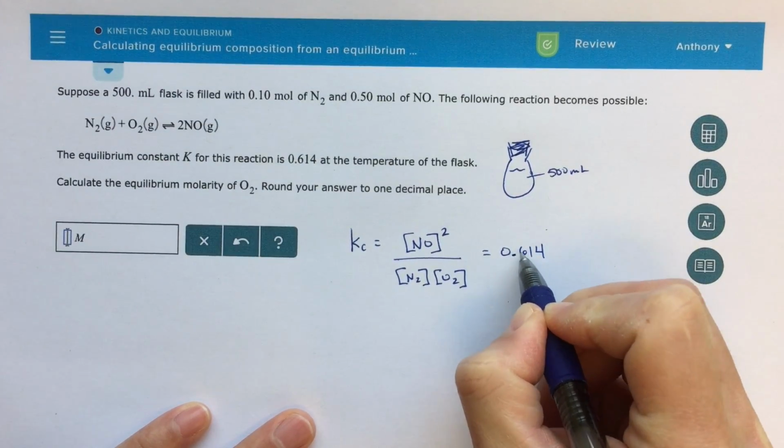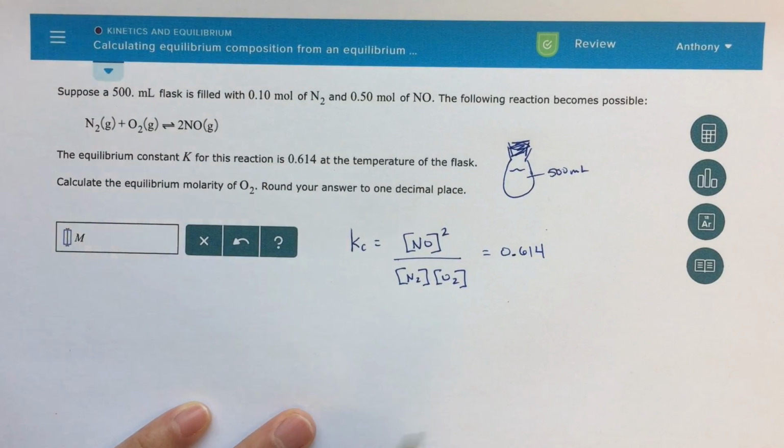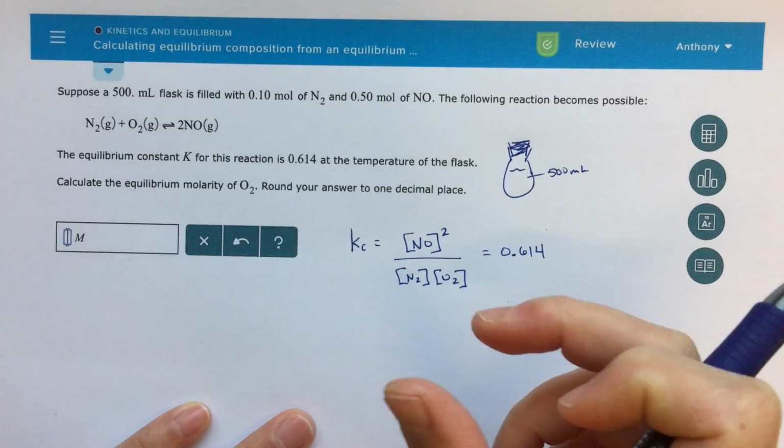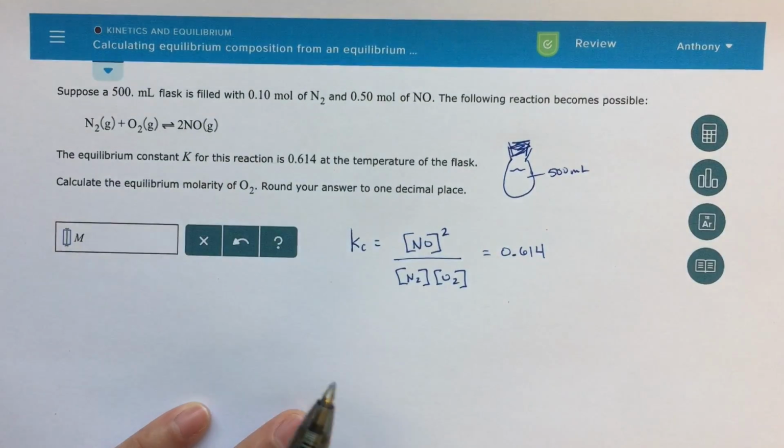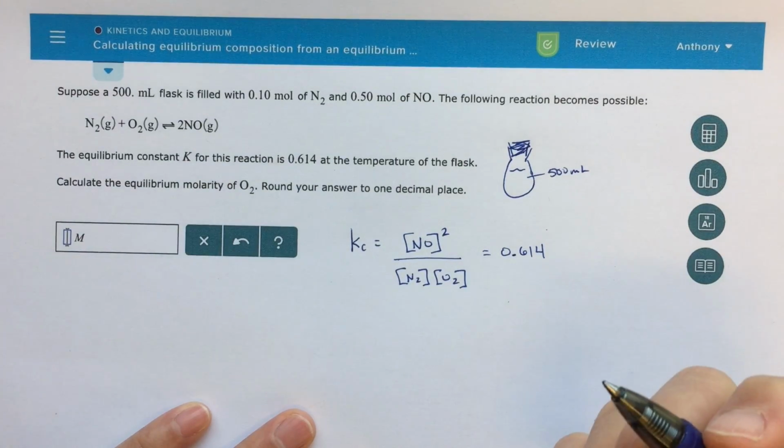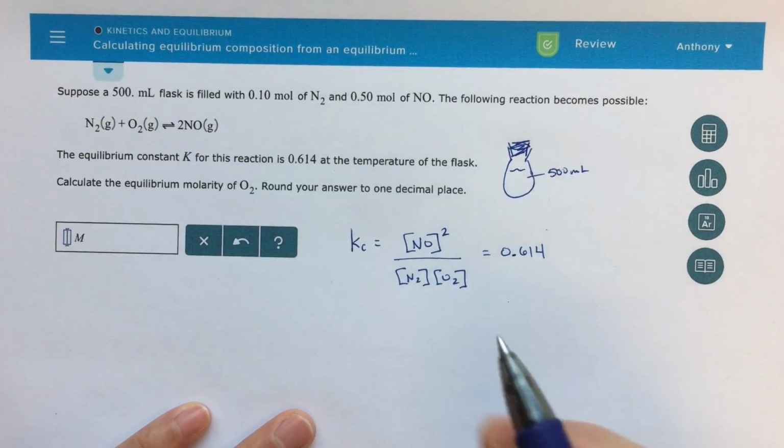Now right away I'm noticing this value of the Kc is not really, really big or really, really small, and that's going to tell me that this equilibrium is going to be somewhere in the middle. It's not going to favor one side over the other, and that's the reason why we can't treat this x as negligible, why we're going to have to solve for x exactly using the quadratic formula.